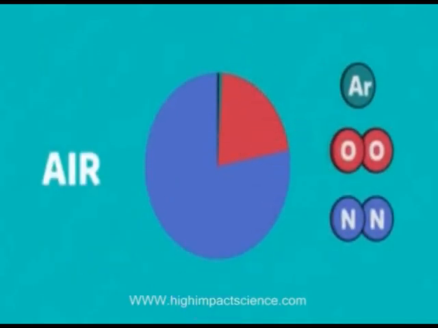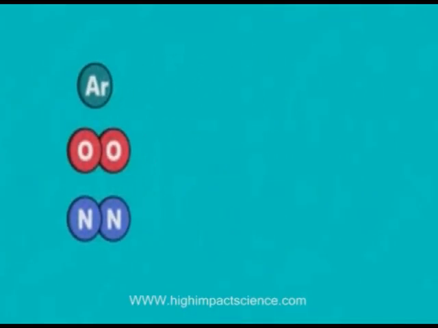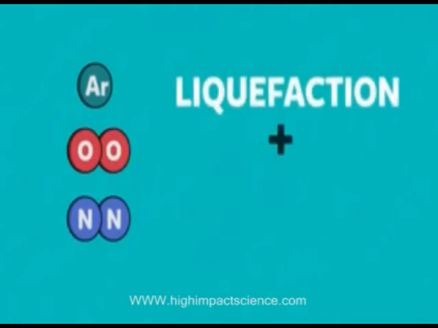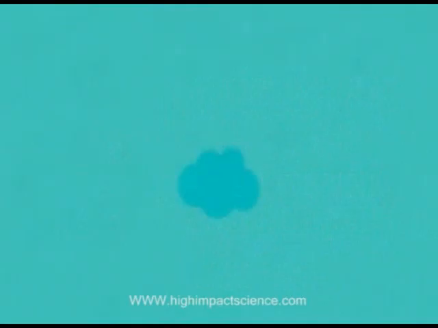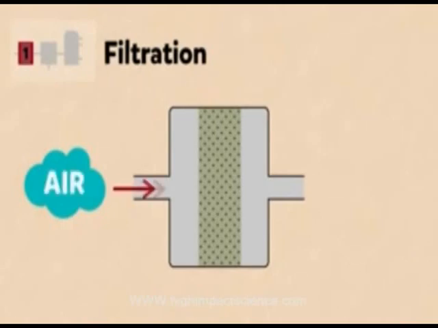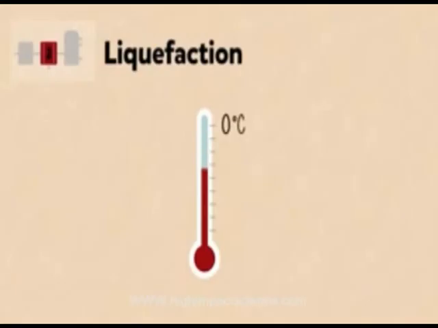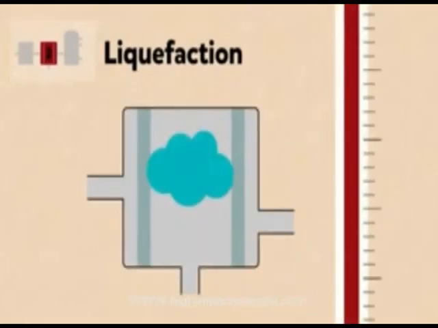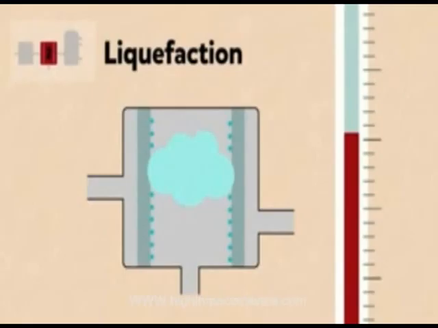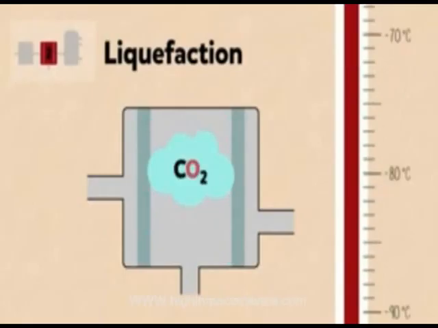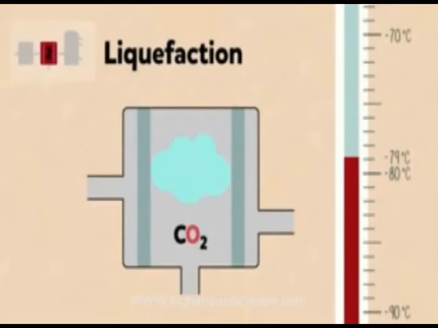Nitrogen, argon, and oxygen can be separated from air by liquefaction, followed by fractional distillation. Firstly, the air is filtered to remove dust. It is then cooled in stages to negative 200 degrees Celsius, at which temperature air is a liquid. As it is cooled, water vapor condenses and it is removed by absorbent filters. Carbon dioxide is then removed at negative 79 degrees Celsius when it freezes.